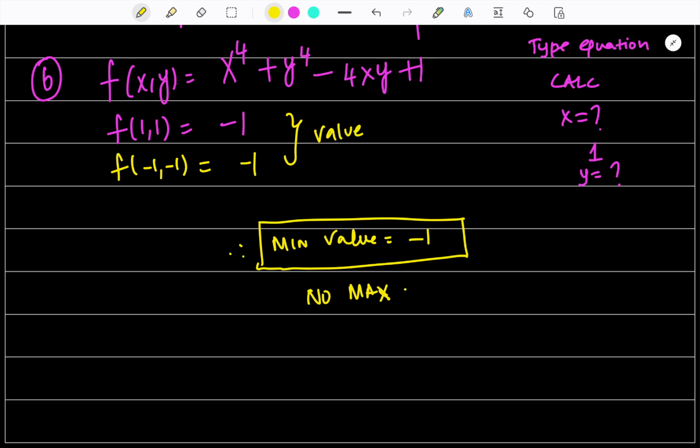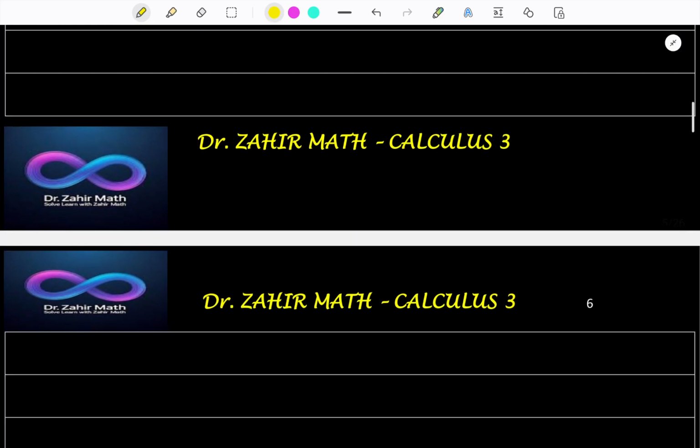Is it clear to all of you? Clear or not? Yes. I am planning to do 1 or 2 more questions so that you will get some ideas about maximum and minimum values.